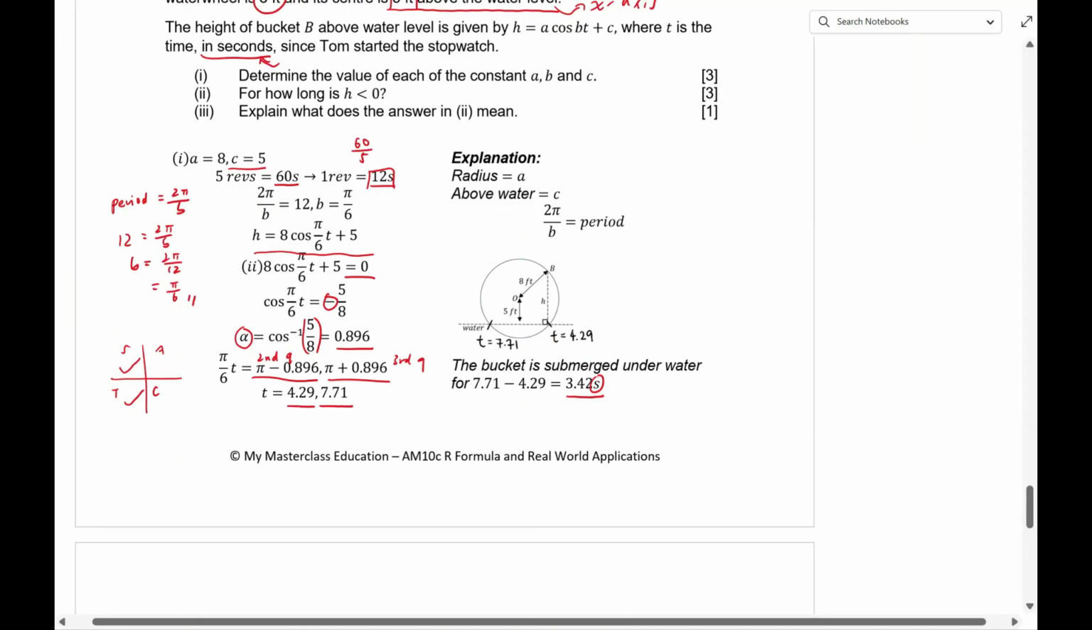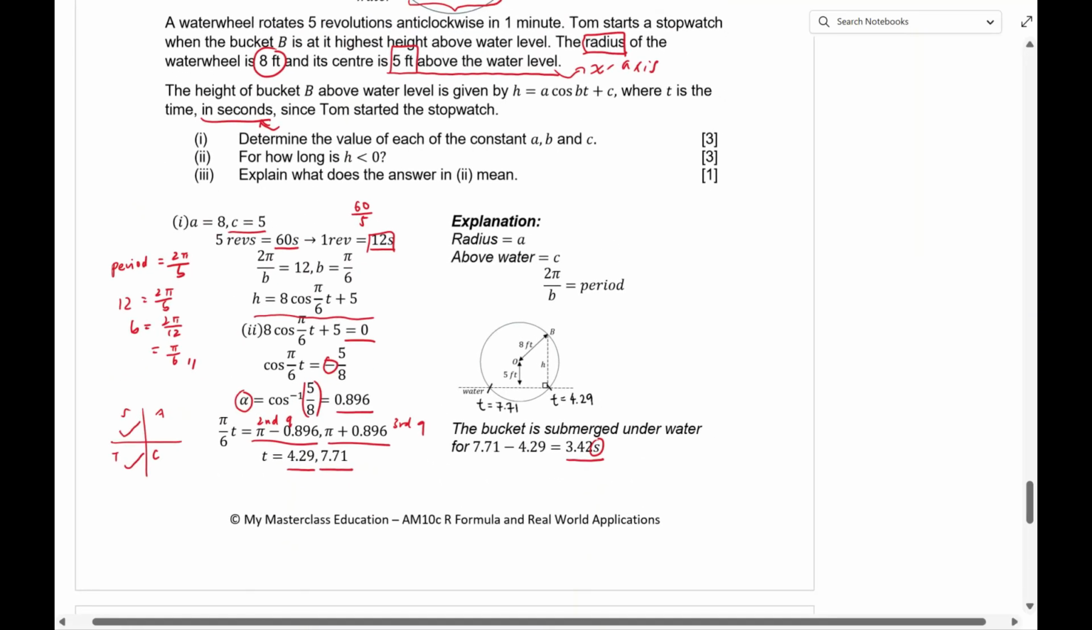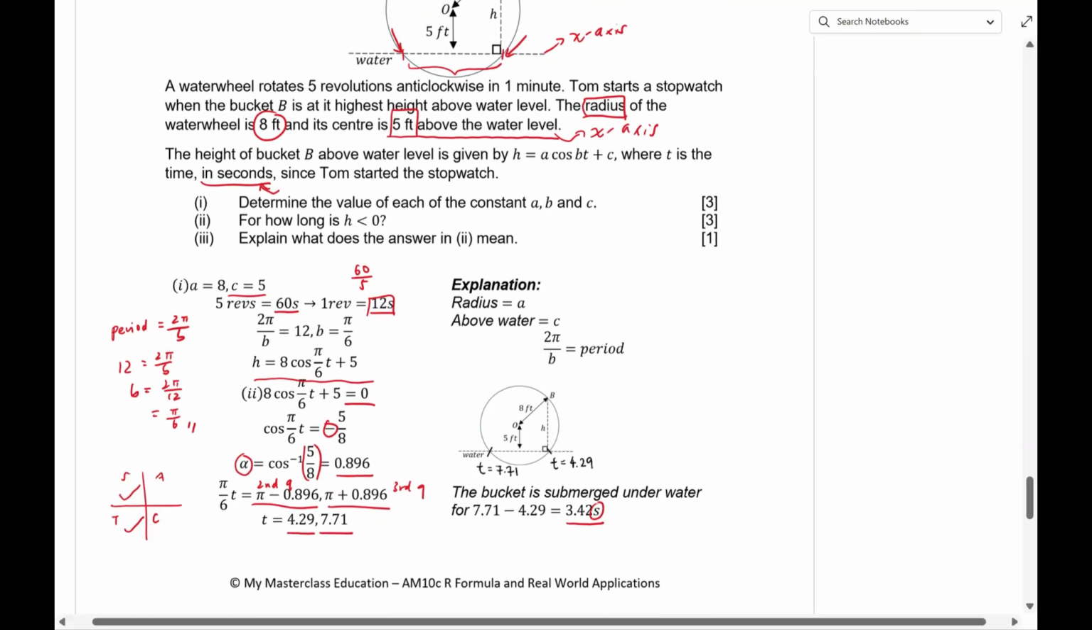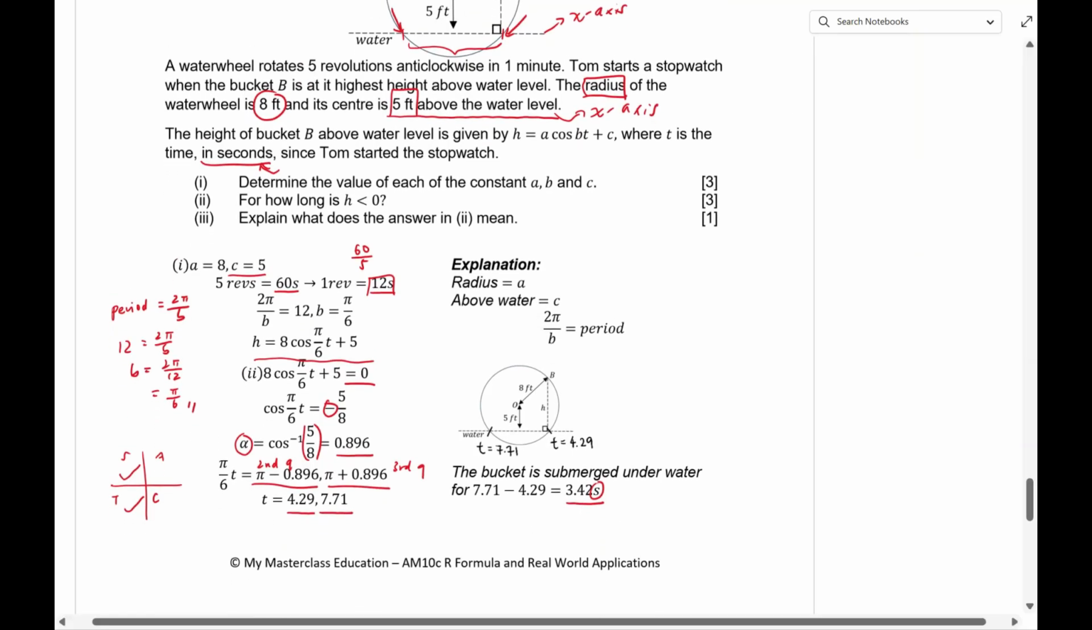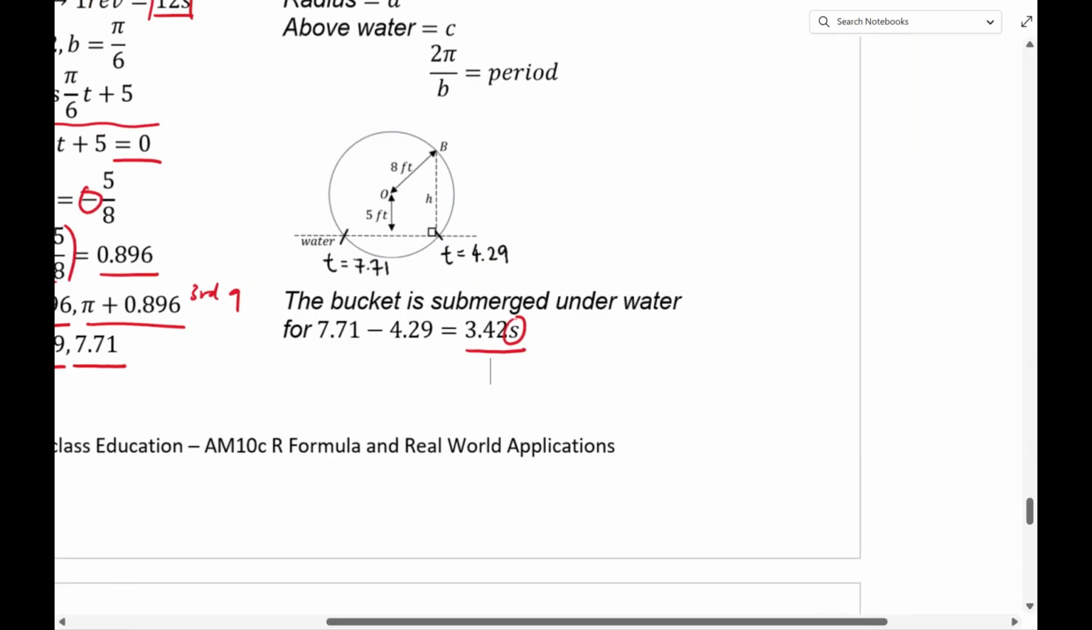Explain what the answer in part 2 means. Basically, they are trying to ask you to relate your part 2 answer to the context of the question. So the question is talking about a water wheel, right? And less than 0 means that it is below the water level. Therefore, the part 2 answer basically means that the bucket is submerged underwater for 3.42 seconds.